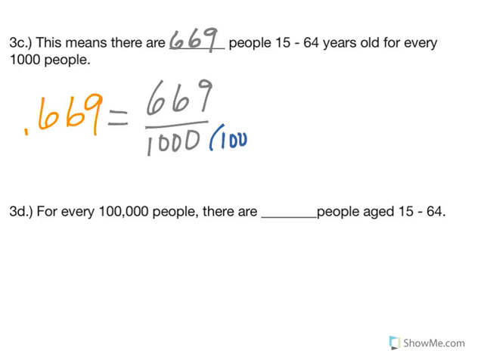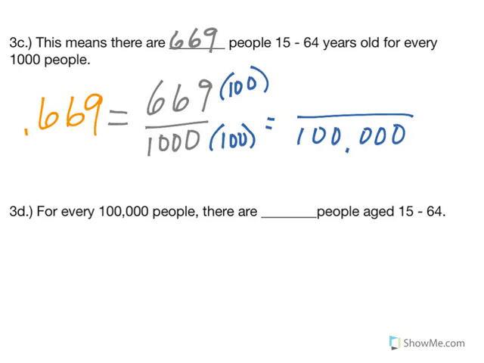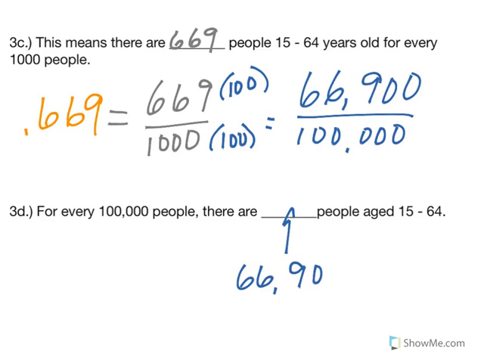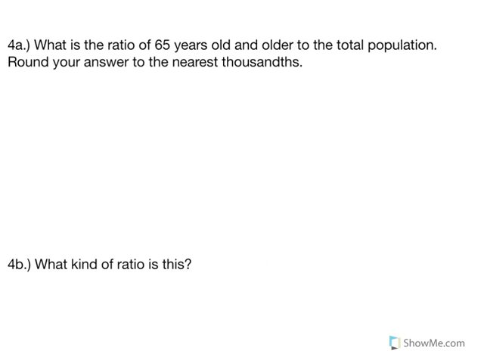If I multiply 1,000 by 100, that gives me 100,000. So if I multiply 669 by 100, that gives me 66,900. So for every 100,000 people, there are 66,900 of them between the ages of 15 and 64. You can see that is our largest population, so that does make sense.